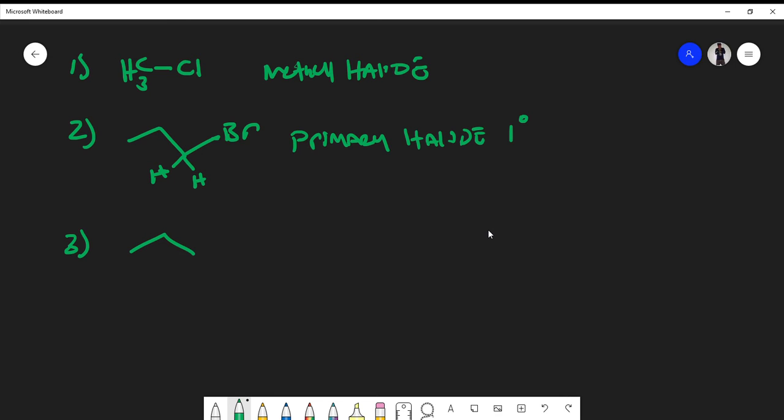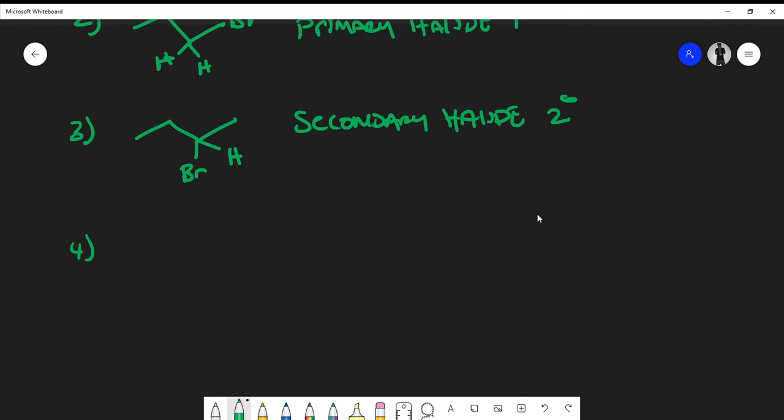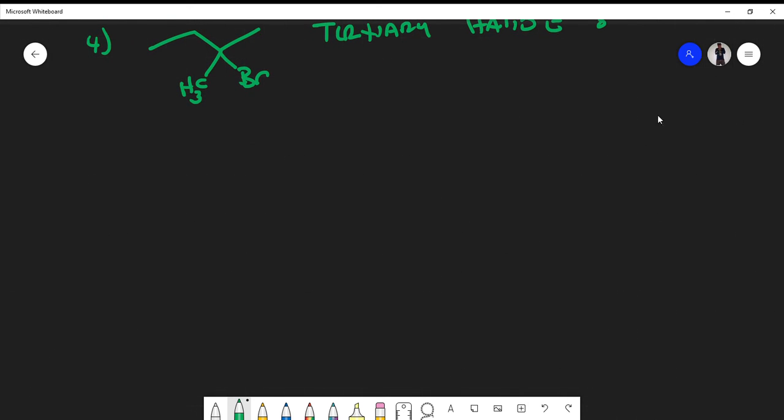Another one you'll get used to is the idea of a secondary halide. It's the idea here that on a given carbon, one hydrogen is present. So this is what we call a secondary halide. And as you could imagine, the fourth one is what we call a tertiary halide. So on any given carbon, essentially, we have no hydrogens. Again, on a given carbon, we have no hydrogen. This is what we call a tertiary halide. Those are the four different types of halides we have in organic chemistry.